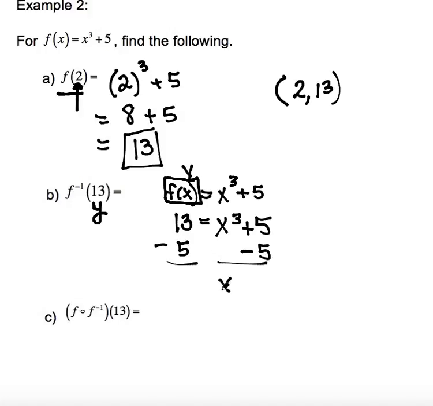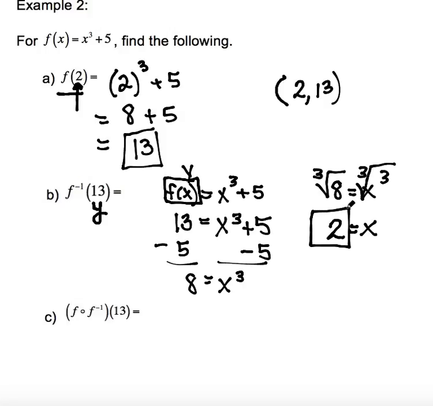That gives me x cubed equals 8. All right, I'm going to write that up here. 8 equals x cubed. Now to get rid of a cube, we're going to cube root both sides. The cube root of 8 is 2, so we get x is equal to 2. So my answer is 2.